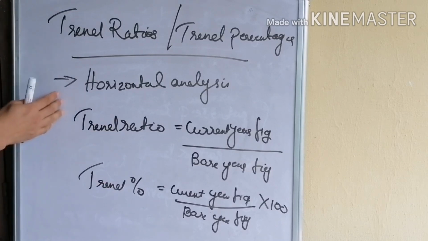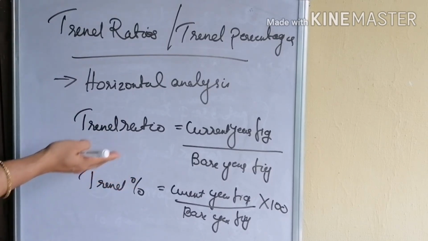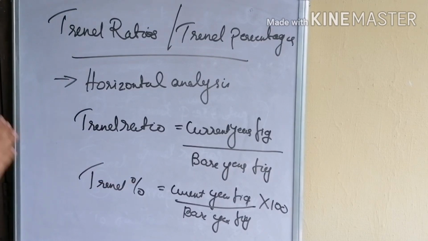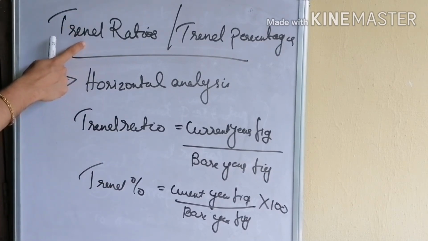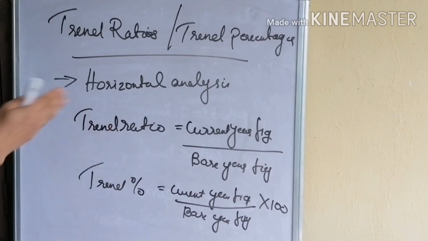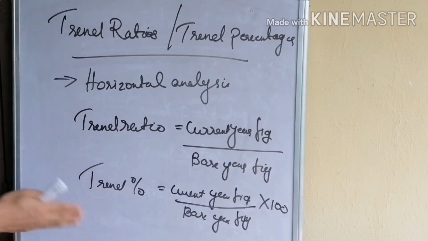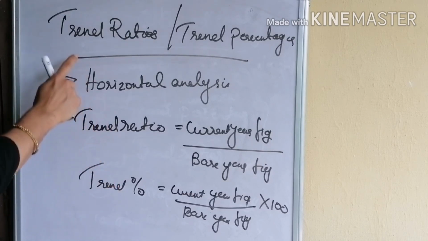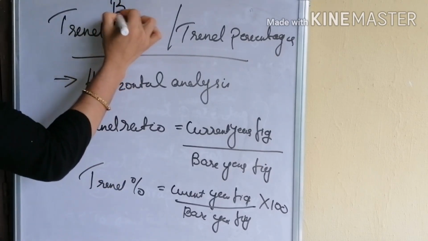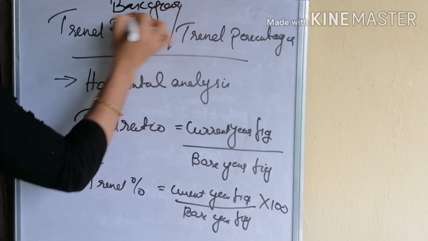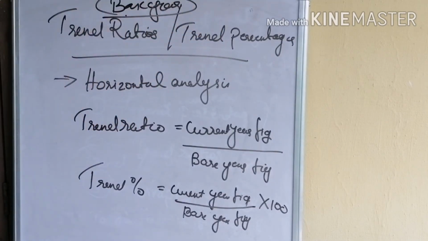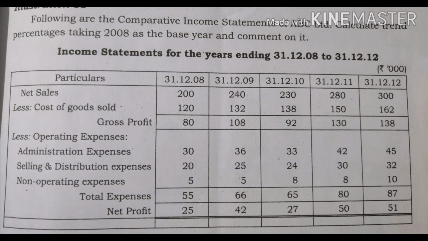Trend ratios or trend percentages provide a comparability of items in financial statements over a period. It facilitates ascertaining the trend, whether increasing or decreasing, or constant for a number of years. It should be noted that the base year selected should be a normal year. Otherwise, trend percentages would be misleading. So here is a question. From the following comparative income statement, we have to find out trend percentages taking 2008 as base year.